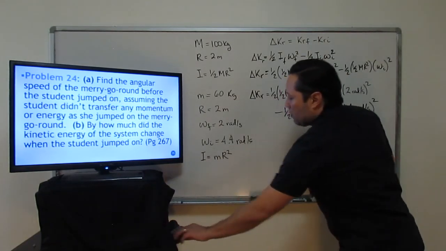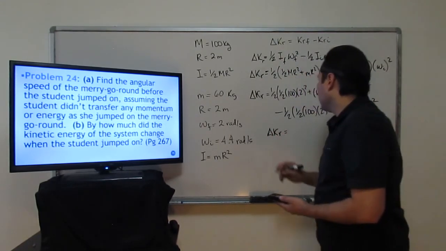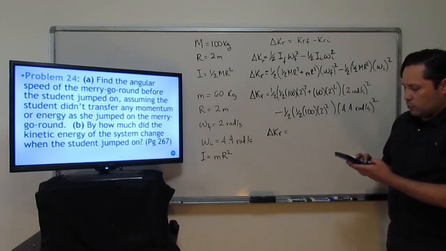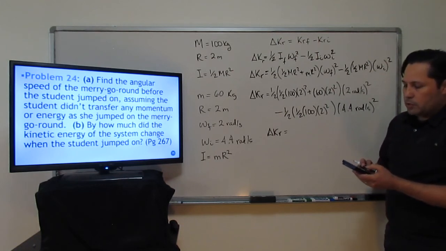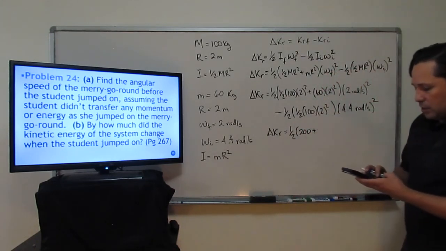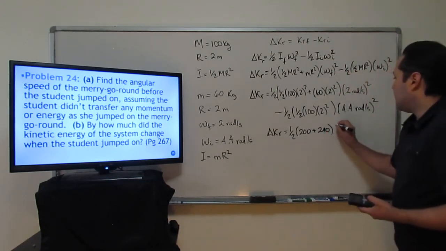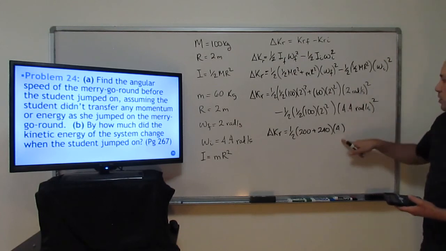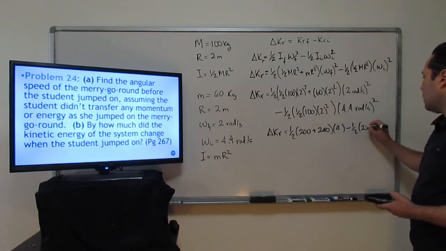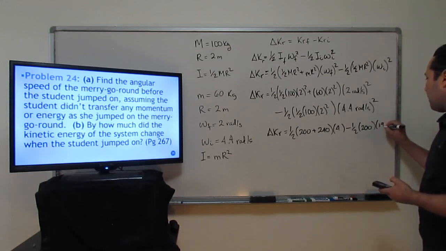All right, so let's plug in all the values into the calculator, and let's start getting the answer. So it's going to be 0.5 times 100 times 2 squared. It's going to give us 200, plus 60 times 2 squared, it gives us 240, times 4, because the rad squared is 4, minus, on this side it's going to be 1/2, 200, and the 4.4 squared is 19.4.